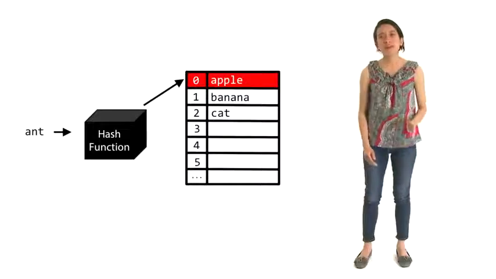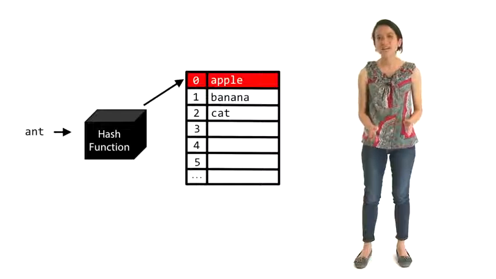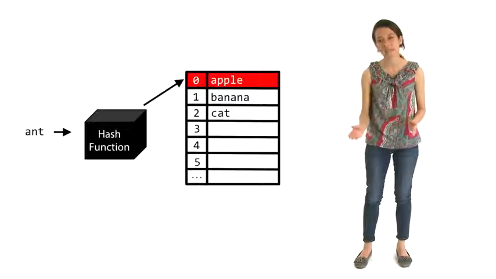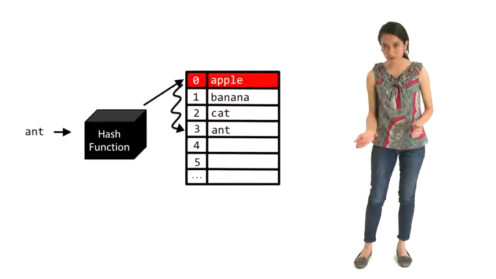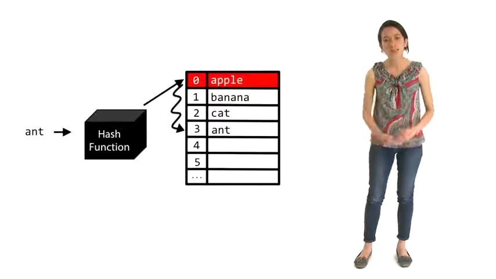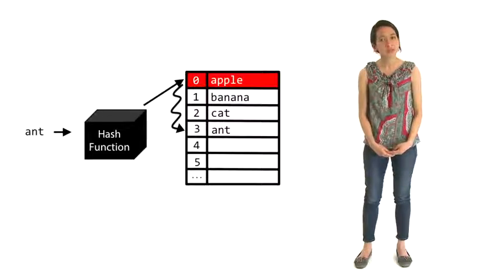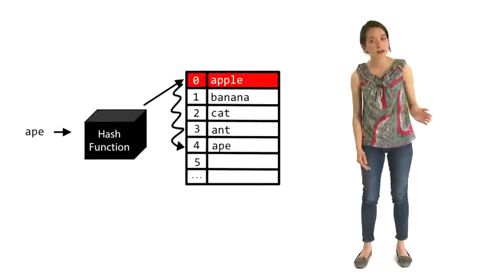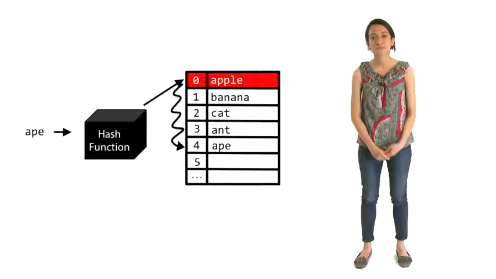With linear probing, if a key hashes to the same index as a previously stored key, it is assigned the next available slot in the table. So ant is now stored at index 3, since indices 0, 1, and 2 were already in use. And if we try to store a third word that starts with the letter A, it's assigned to index 4, since indices 0, 1, 2, and 3 are full.